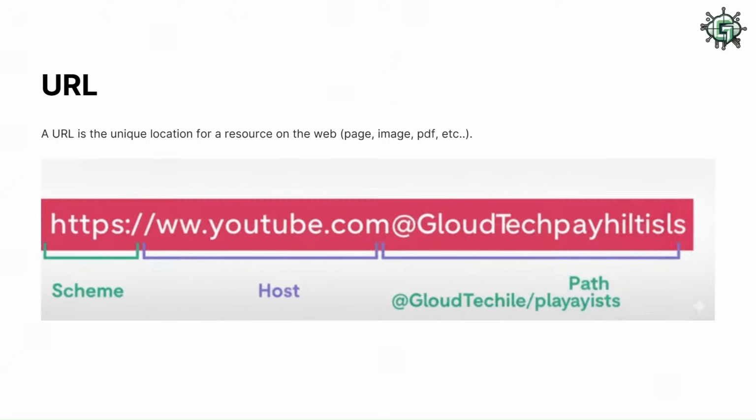Next, let's discuss the request in detail, starting with the URL. The URL is just the address. The full form is Uniform Resource Locator. Here, in youtube.com for example, there is the scheme and the host, which is the domain. As everybody knows, youtube.com and google.com are domains.